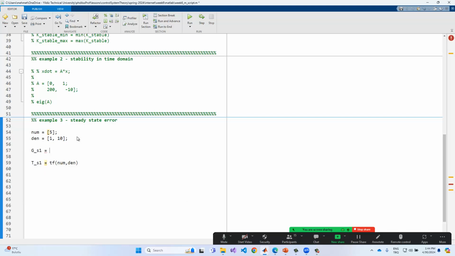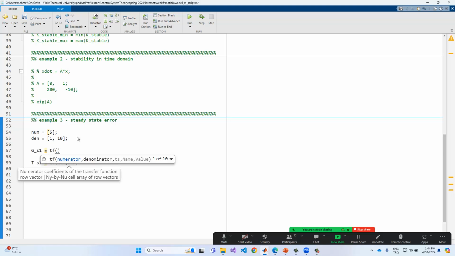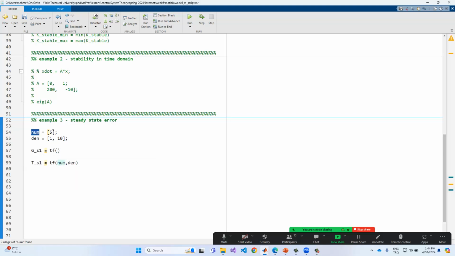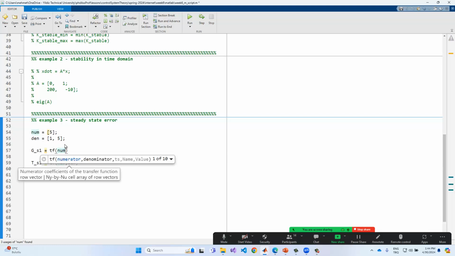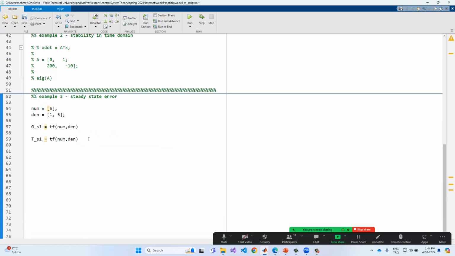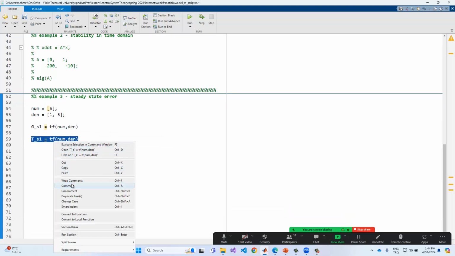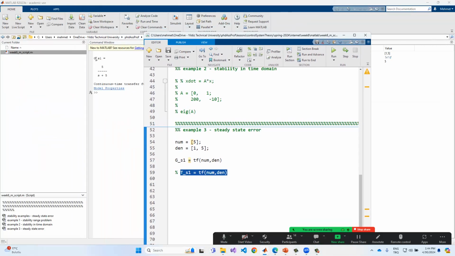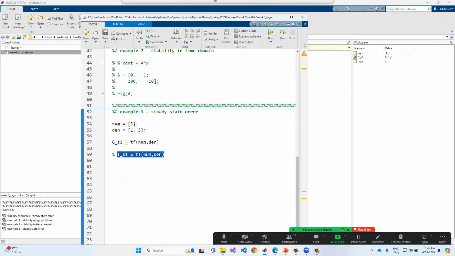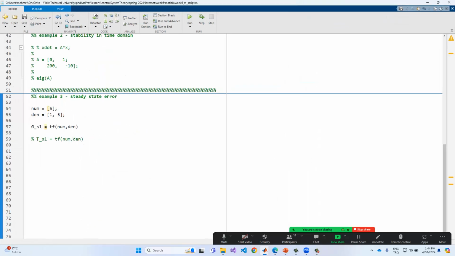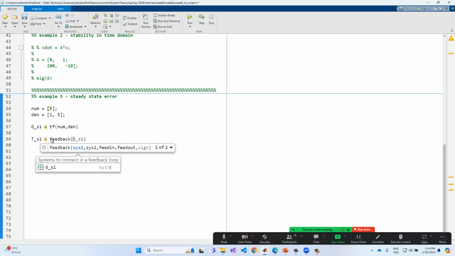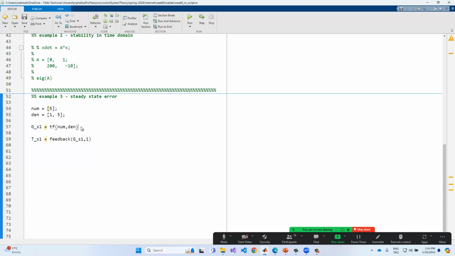in here, in terms of the TF, the numerator 5, this one, and so the num and then can be given in here just like this one. Okay, and so these are the GS1 function. And so how can we create this TF in here? The feedback function can be used in here. Okay, and so the GS1 and the unity feedback can be given just like this one.